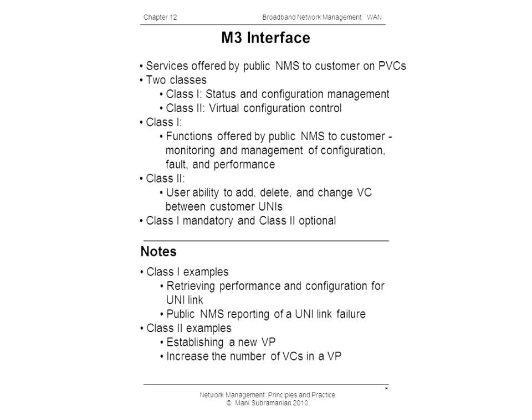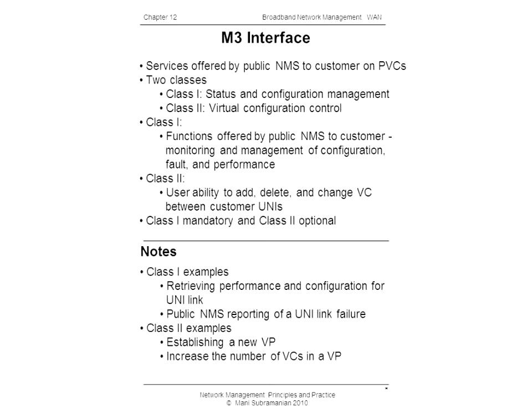So here M3 is the management interface between the private network management system and the public service provider network management system. It allows the customer to monitor and configure their portion of the public ATM network. This figure shows the typical configuration of how a customer will interact with the public service provider network through the carrier management system. As you can see over here, we have class 1 and class 2.